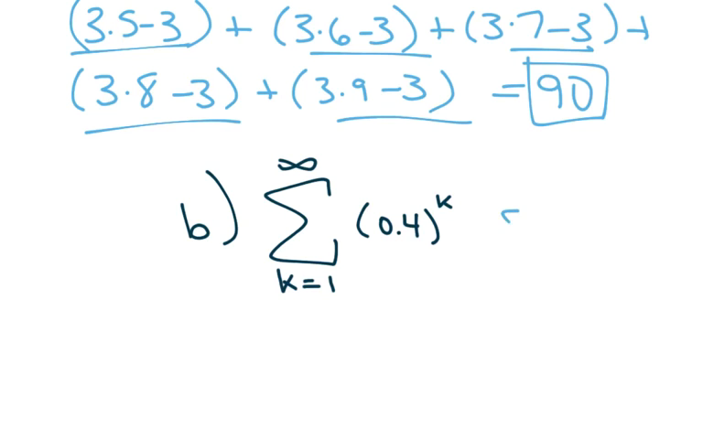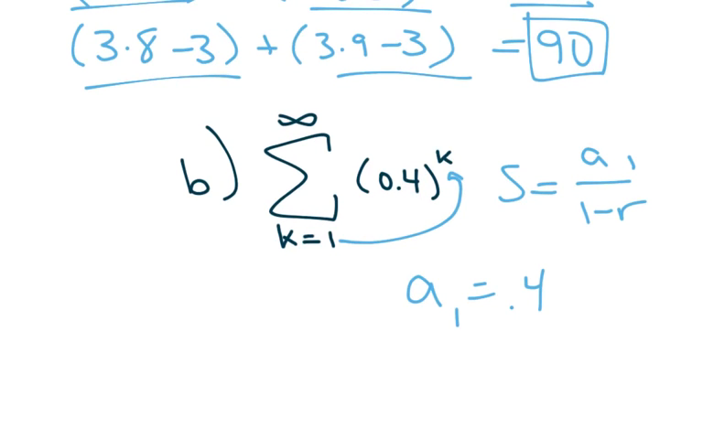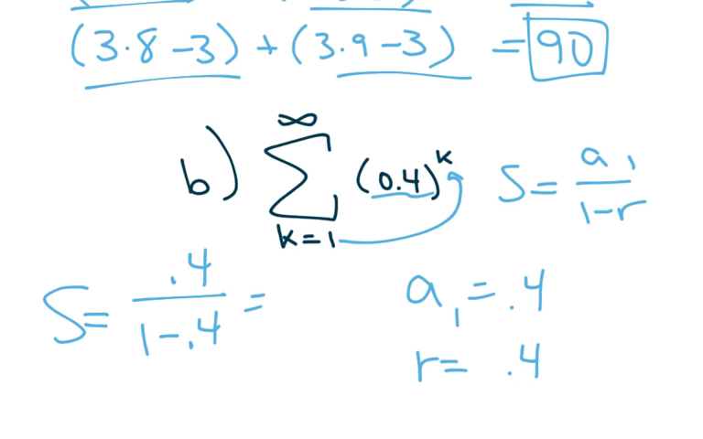This is an infinite geometric sequence where we're going to have to figure out the first term and the common ratio. The first term is what you get when you plug in the first term. Well, what's 0.4 to the first power? 0.4. And the common ratio is usually what's inside the parentheses. So the common ratio is also 0.4. So the sum is 0.4 over 1 minus 0.4. And the answer is going to be either 0.6 repeating or 2/3.